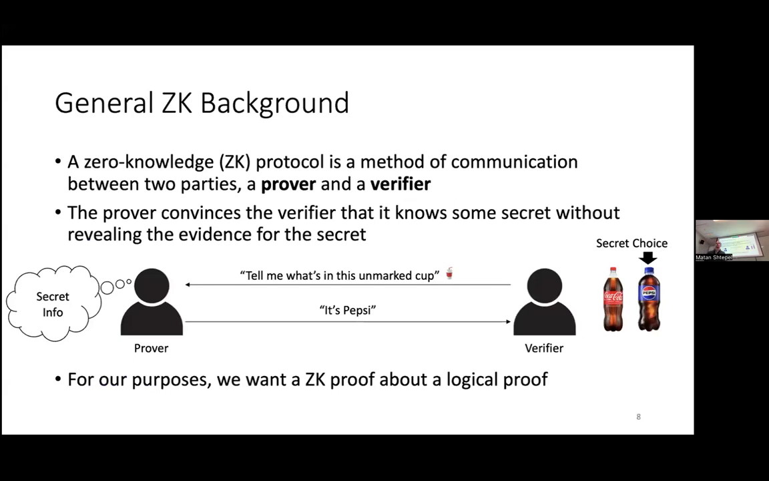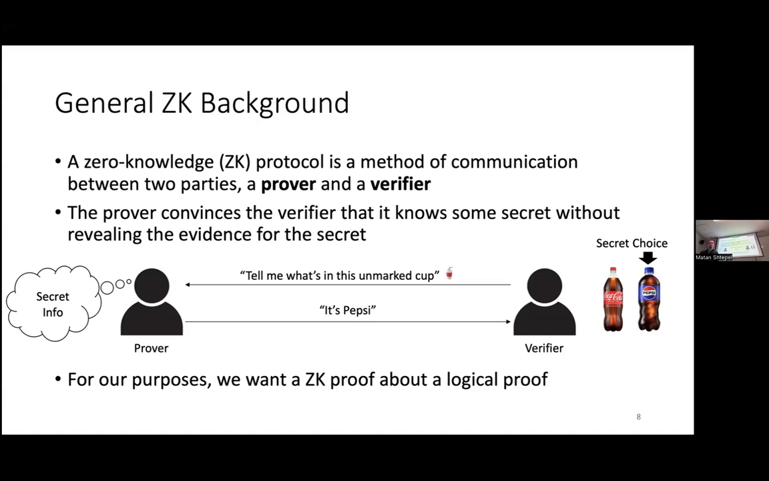If you're not familiar with zero-knowledge proofs, a zero-knowledge protocol, or ZK protocol for short, is a method of communication between two parties known as the prover and the verifier. In a ZK protocol, the prover convinces the verifier that it knows some secret without revealing the evidence for the secret. The quintessential example of a ZK protocol is the Coke-Pepsi taste test, where the prover has some secret knowledge about how to distinguish Coke and Pepsi by taste, and the verifier wants to confirm that.